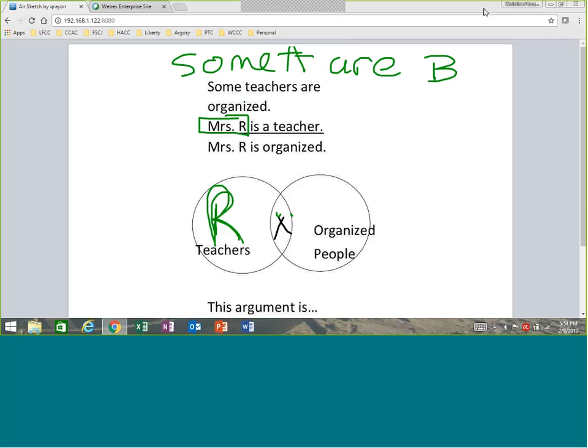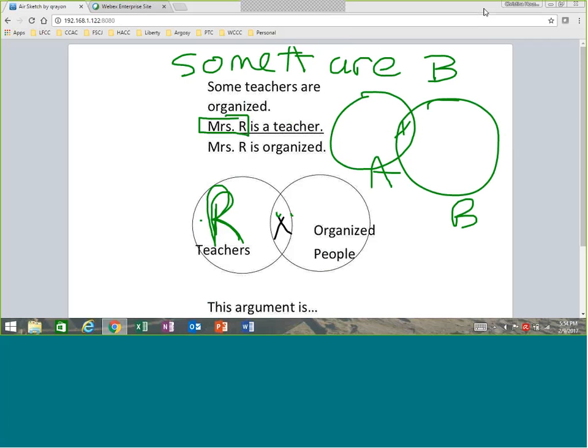We used an R. But the sum A, R, B, going back to what that looks like, here's A, here's B, and we put an X right there. That's what sum A, R, B looks like, okay? And I did not use a circle for Mrs. R because it's just one item.